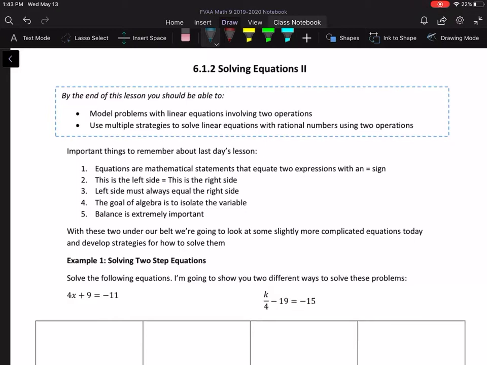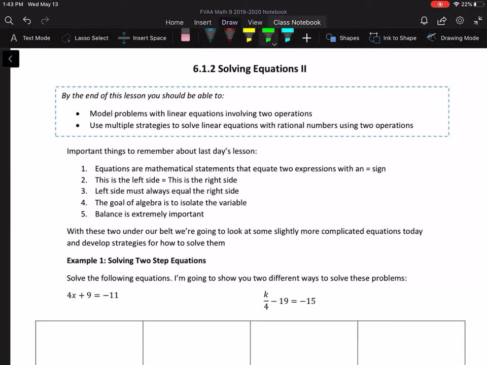This is a video for British Columbia Math 9, looking at Chapter 6, which is all about solving linear equations, Section 1.2. So solving these equations. Now we're moving from one-step algebraic equations to two-step equations. So getting a little bit more complex here.